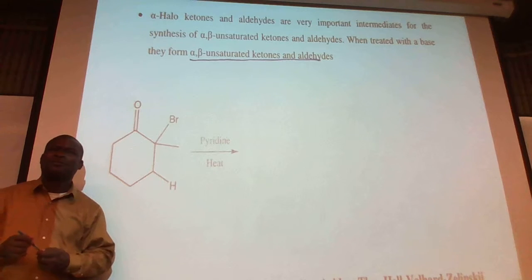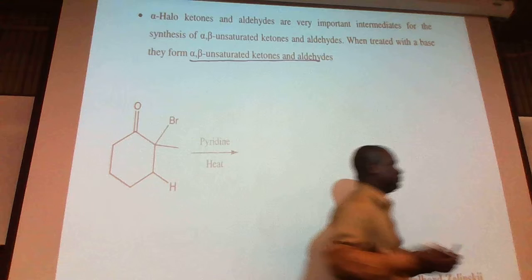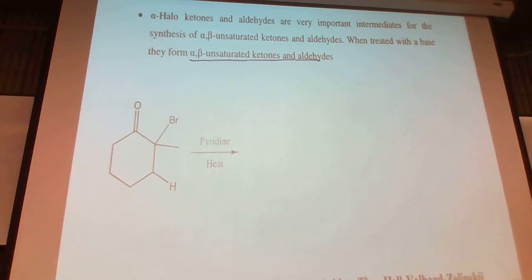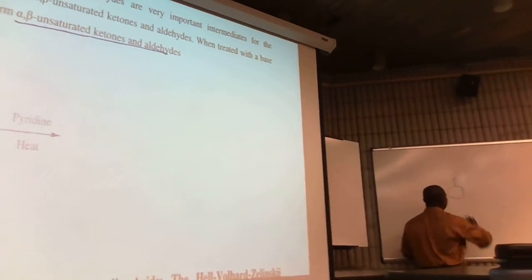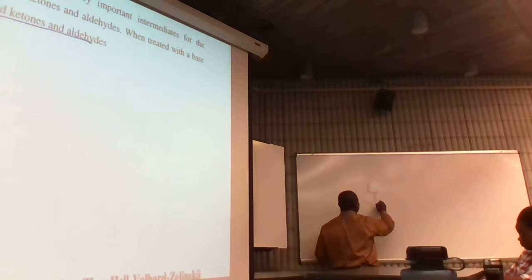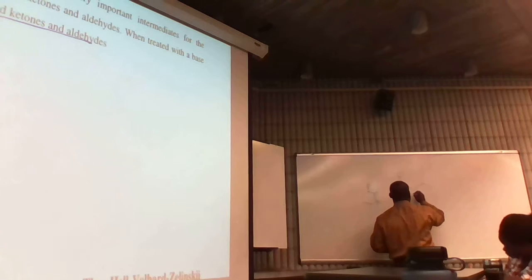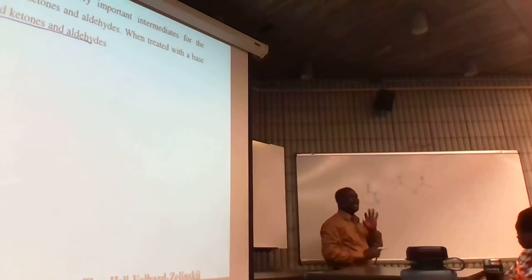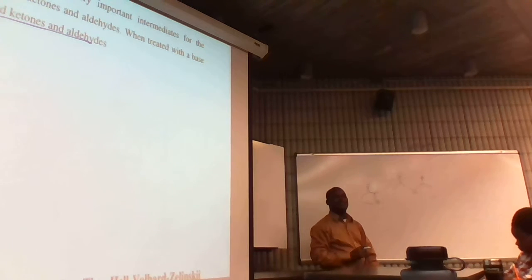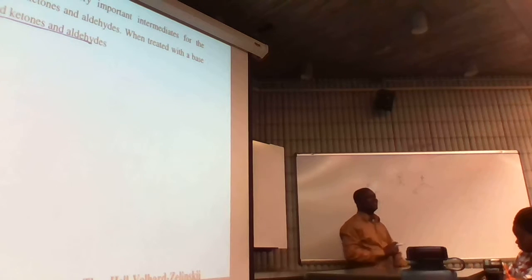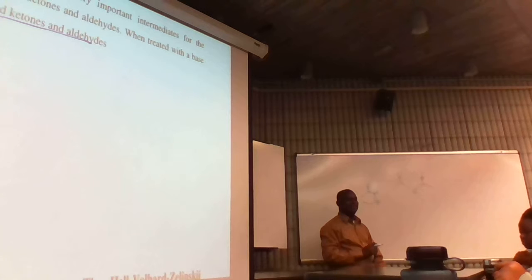So what are alpha beta unsaturated ketones, or aldehydes? Okay, so that's the alpha beta position. Are you familiar with any method of making these alpha beta unsaturated ketones? Have we talked about any chemistry for making this? What chemistry is that? We've talked about the reaction that will give you alpha beta unsaturated ketones. You did the reaction in the lab.